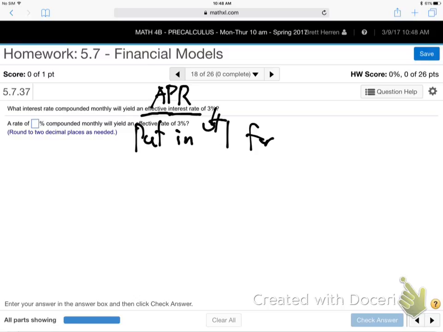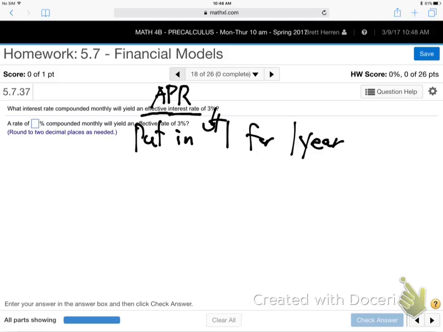Put in $1 for 1 year. It's one of those kind. See how recognition is a lot of the battle on a math test? That key word has to jump off the page for you. Effective rate. Oh, it's one of those APR problems. So they want me to put in $1 for 1 year and that whole thing.